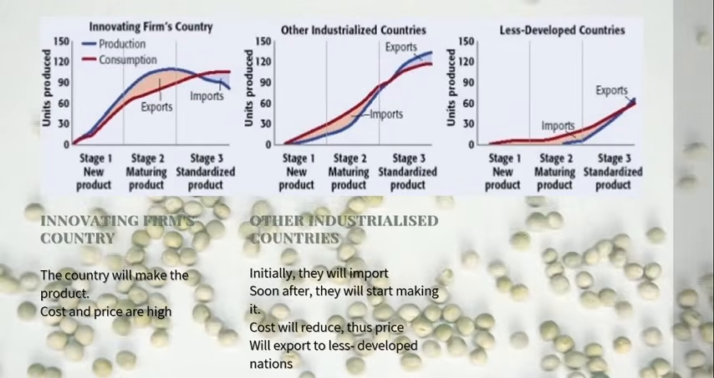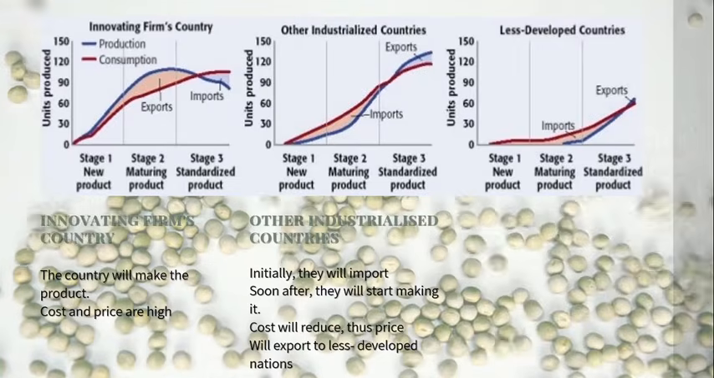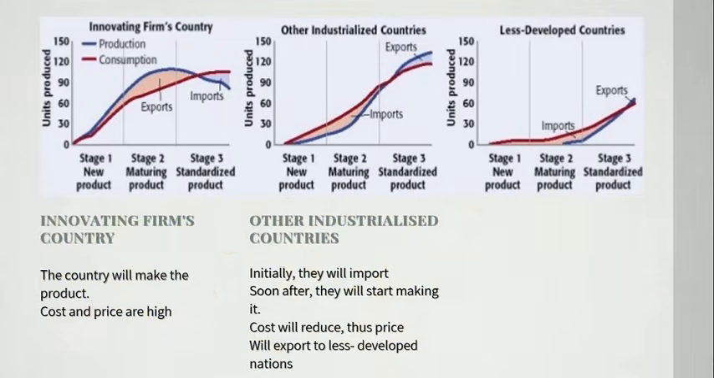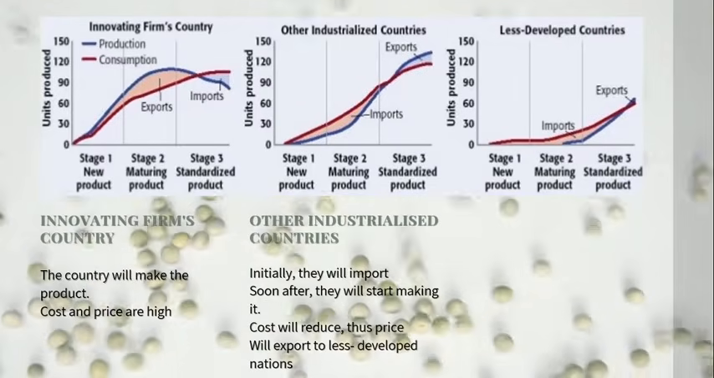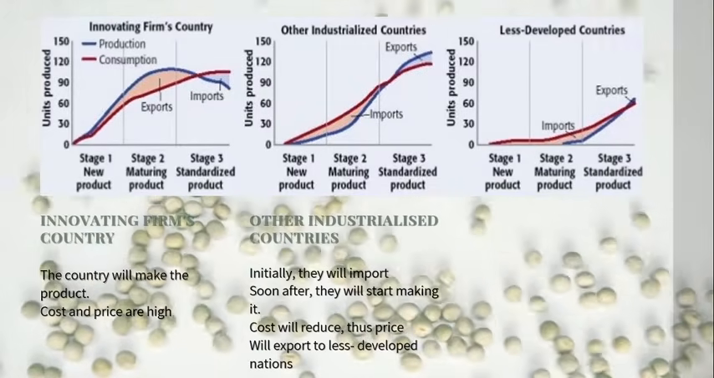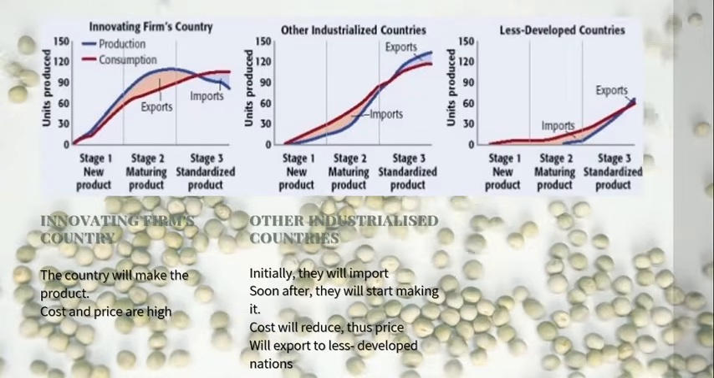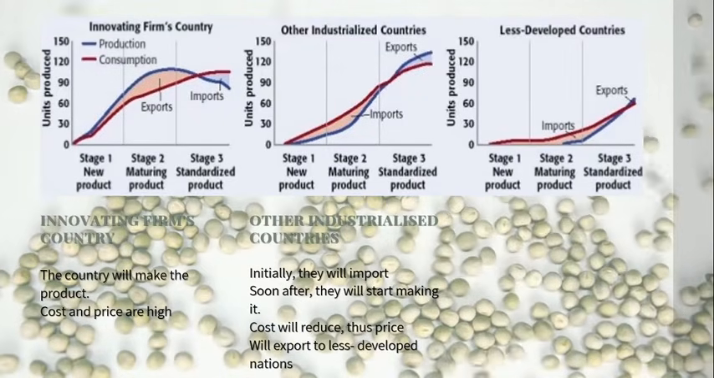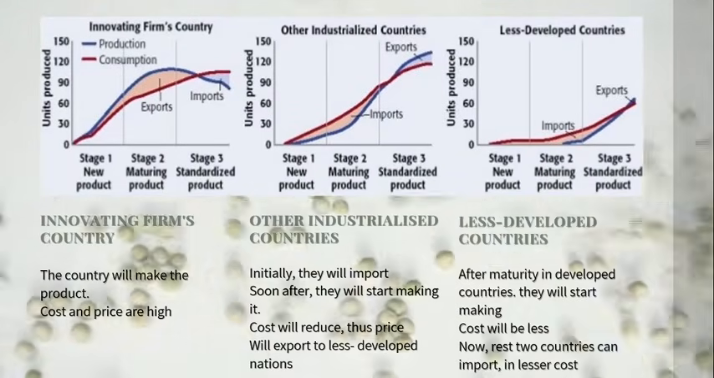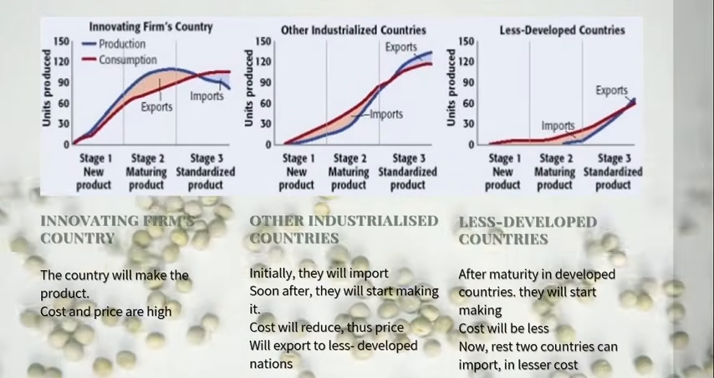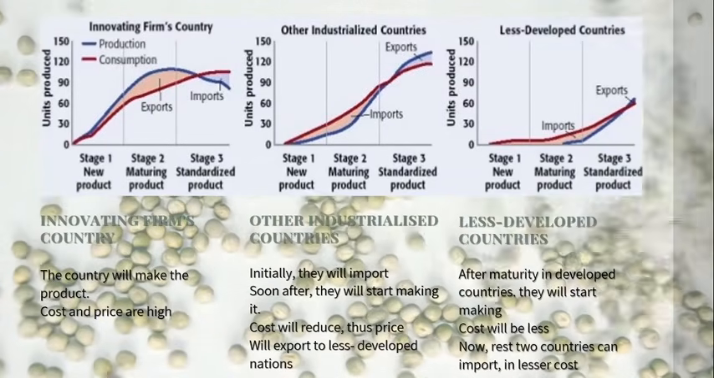Soon later, the industrialized countries will also start making it. Now, the innovating country will have reduced profitability because of reduced monopoly. But supply is more, and because of competition, computer prices will decrease. Finally, when the innovating country approaches maturity, the less developed countries will start making it. Now, the cost will be very low because of cheap labor and other factors of production.